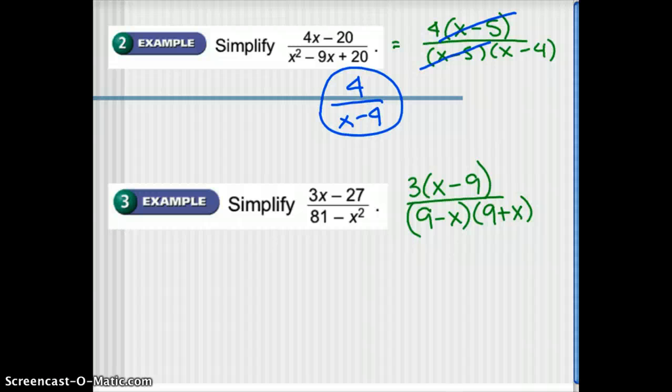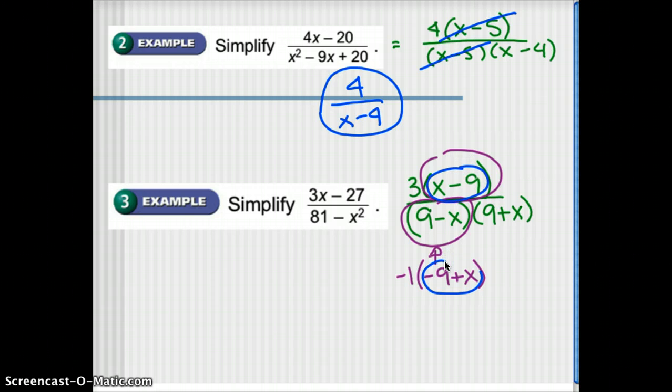But what I want you to notice is x minus 9 and 9 minus x are opposites. Okay, and I'll show you two ways to think about this. One thing you could do is call 9 minus x negative 1 times negative 9 plus x. On the bottom, you'd be allowed to say that, right? Okay, and then I want you to notice we have x minus 9 and negative 9 plus x. Those are the exact same thing. So that is a common factor that we can get rid of now.